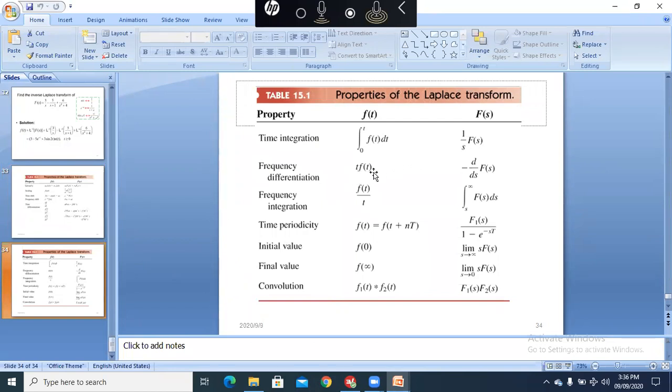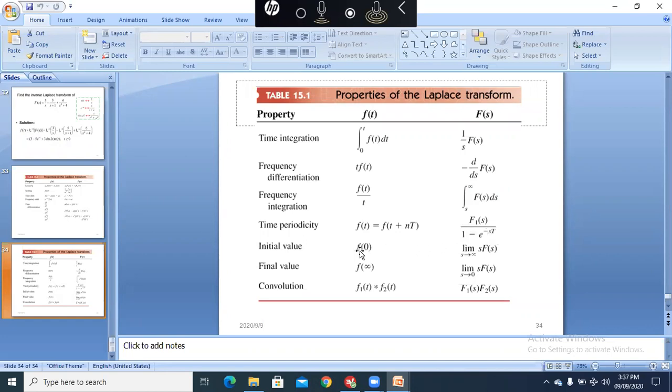The frequency differentiation is t f of t equals minus d by ds F of s. And the frequency integration is f of t divided by t. The periodicity is written in this form: F1 of s divided by 1 minus e to the minus sT.